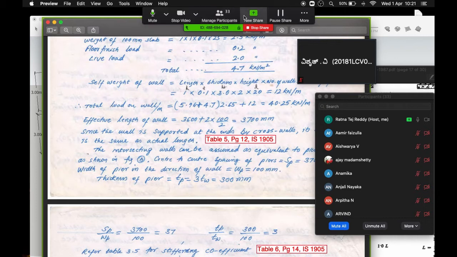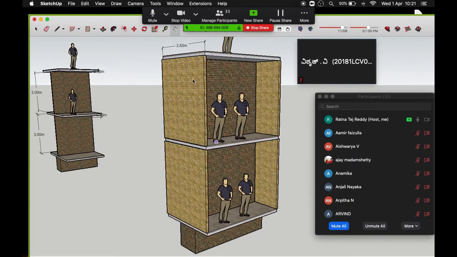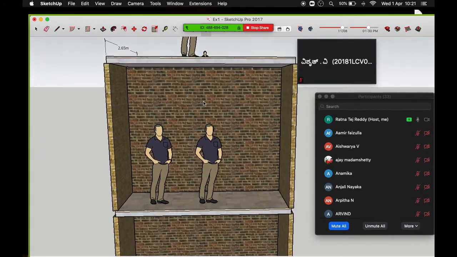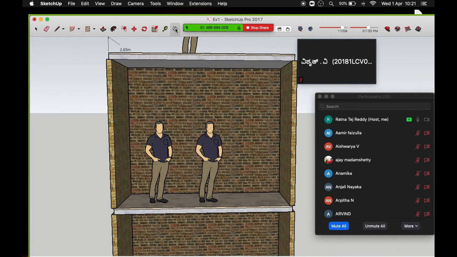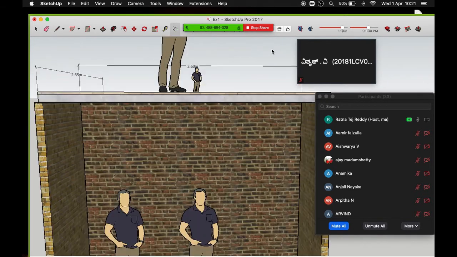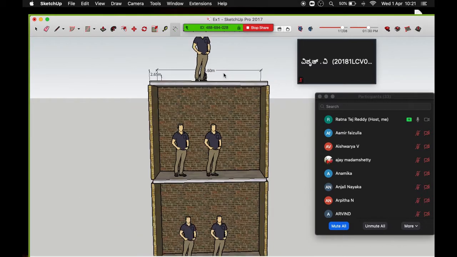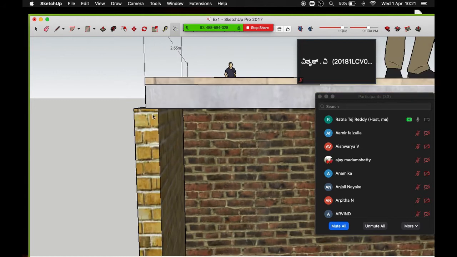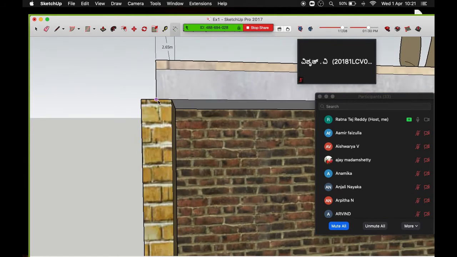I'll try to show you in a picture what that means. When it comes to the actual length, we know that the clear length of the wall is 3.6 meter. This is purely from the question. The clear length of the wall is 3.6 meter. The inner wall to inner wall distance is 3.6 meter. Now, in order to get the actual length of the wall, you will have to do the center to center distance of the end conditions.